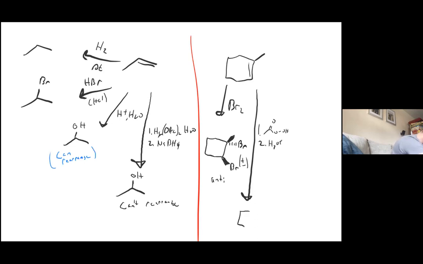Oh, I forgot Br2 and water. I'm going to do that one first. All right, let's do Br2 and water first. Keeping them together makes more sense. So Br2, H2O. We're going to get an alcohol on our more substituted carbon, and Br on our less.